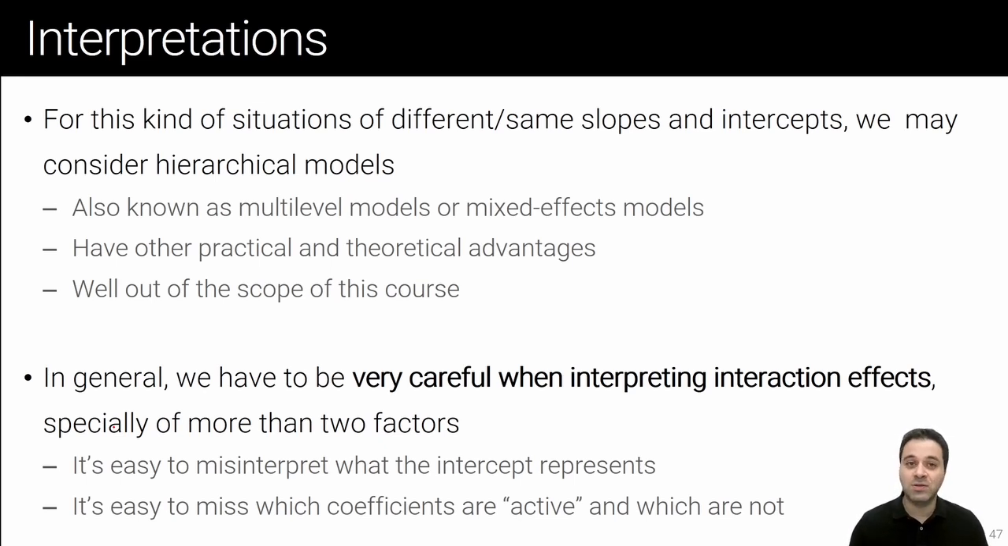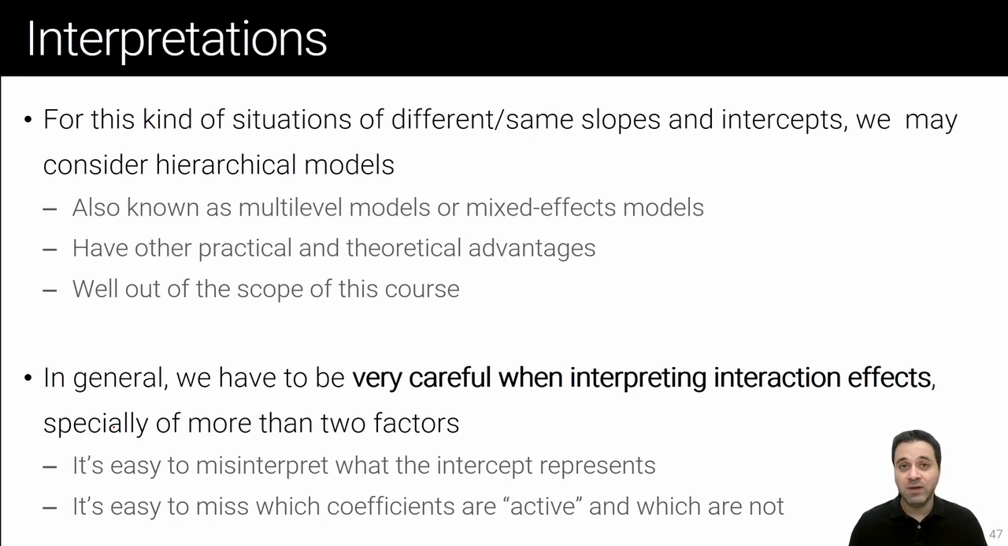Anyway, for these kind of situations in which we have same slopes, different slopes across different groups, so many intercepts, etc., there's something called hierarchical models or multi-level models or mixed effects models. So they're models that are specifically designed for cases in which we have groups of data, and then we are going to allow the model to vary a little bit across the groups in a certain way to allow, for example, different intercepts, different slopes, etc., in a very specific way. So they have other theoretical advantages that we're not going to get into here. They're well out of the scope of this course. It's just FYI, if you want to look into these kind of situations, take a look at hierarchical models.